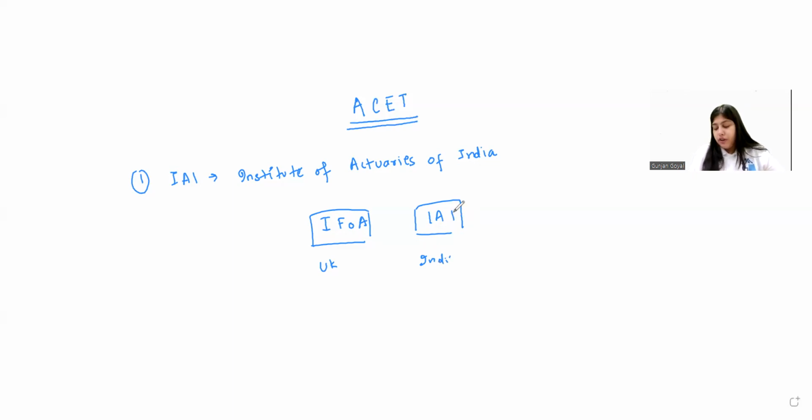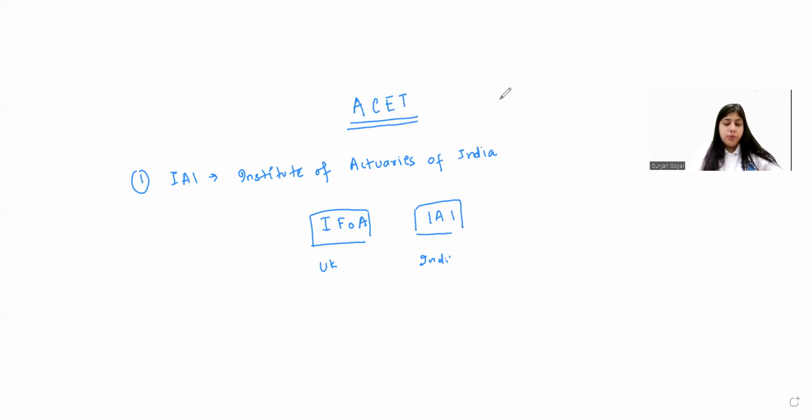But for a general candidate who wants to start their actuarial journey from the Institute of Actuaries of India, they have to first give ACET, which is a very, very good course, because it lays a very strong foundation for one of your papers, which is CS1. It lays a very strong foundation for the CS1 paper, where all the mathematical notation and the statistics which you do in ACET is required.